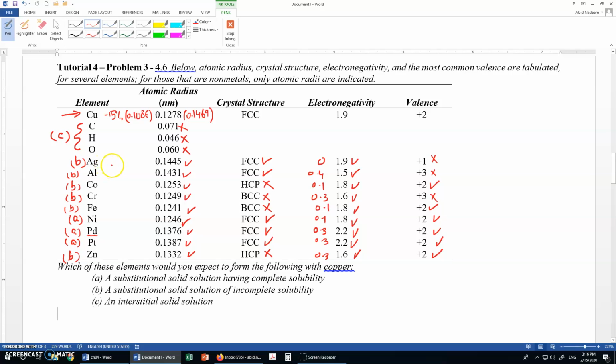One note which we can make is that elements such as iron and cobalt, at elevated temperature, may change their phase from BCC to FCC and from HCP to FCC as well. So at elevated temperatures, cobalt and iron may form a completely soluble solid solution with copper. Okay.